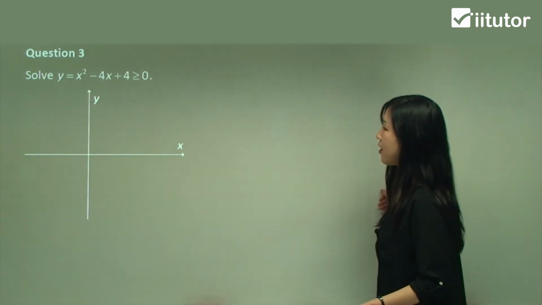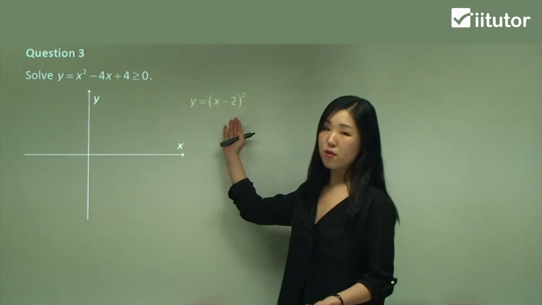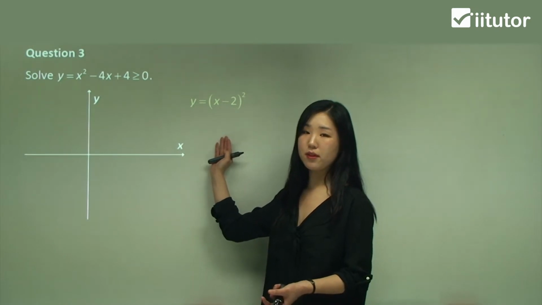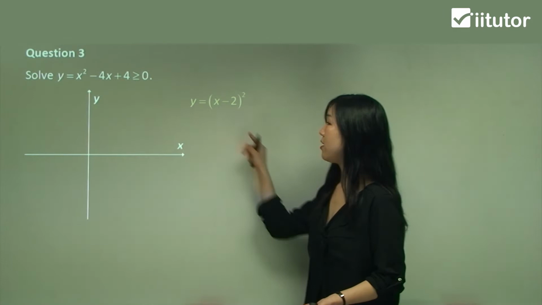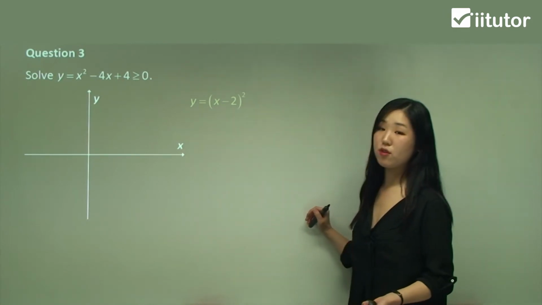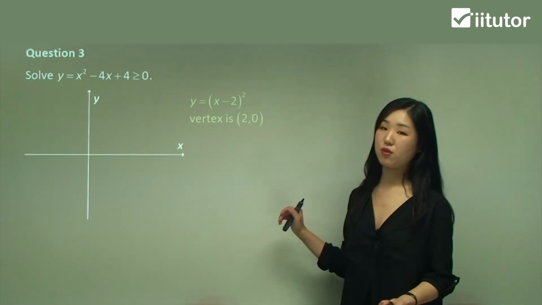Question 3. Okay, a similar one again. Let's go ahead and do our usual step. Now this one I can factorize immediately without having to complete the square because it's already in a perfect square form. So I can factorize it like this, (x - 2) squared. So the vertex is going to be just (+2, 0).